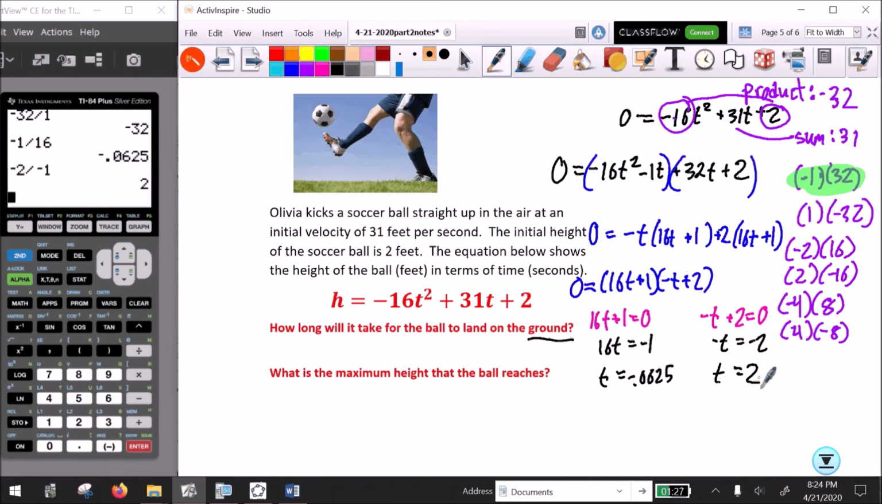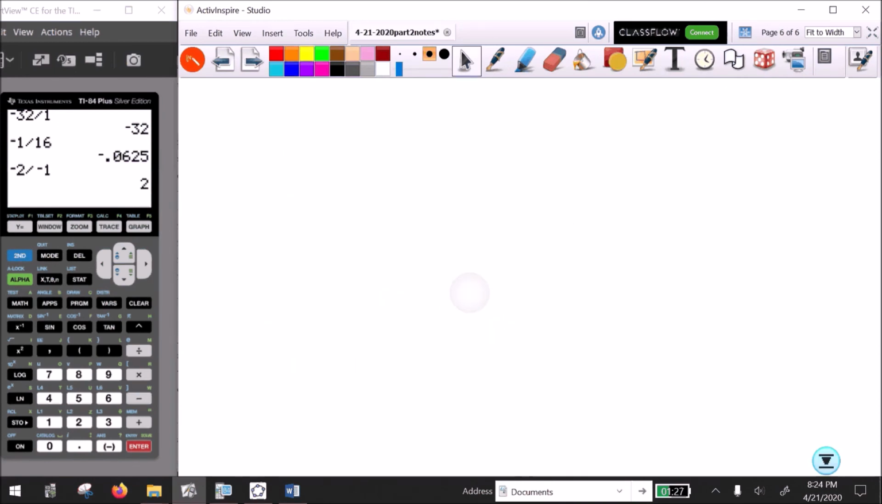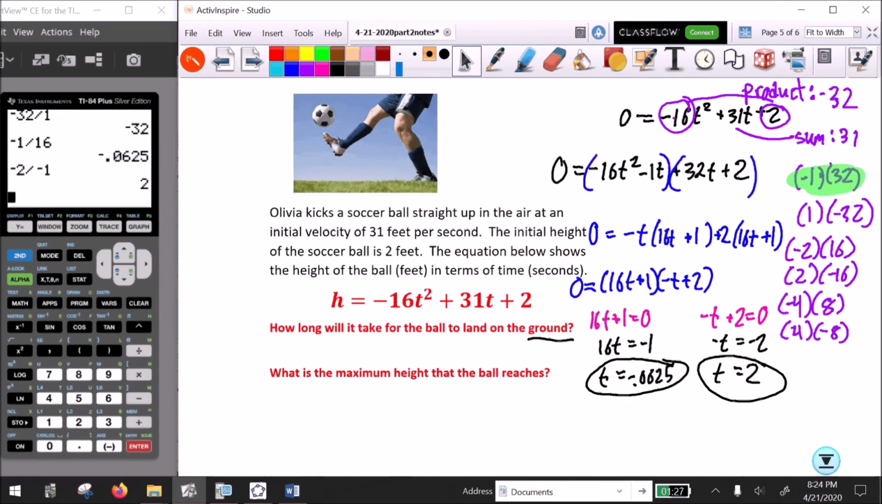Now, this question is, how long will it take for the ball to land on the ground? Which one of these two answers makes more sense? The negative 0.0625, or the positive 2? Can it take a negative amount of time for the ball to land on the ground? No, it can't. So what we're going to actually have to remember is that this is a mathematical technique that models a real-world situation. So sometimes the math that you're using can result in these type of extraneous solutions. So our two solutions, only one of them really makes sense, the positive 2.